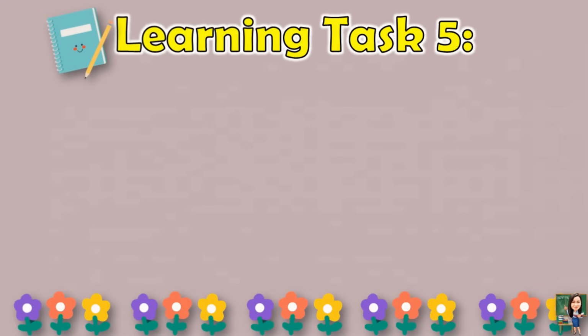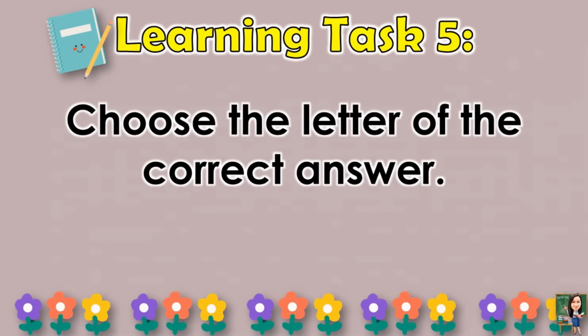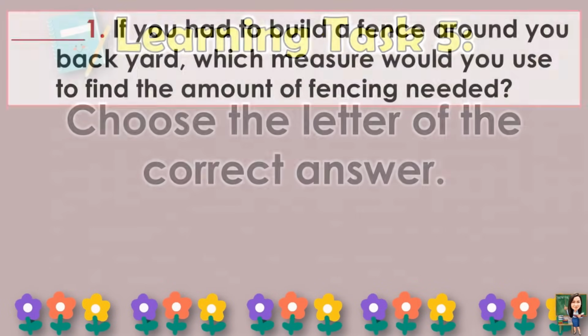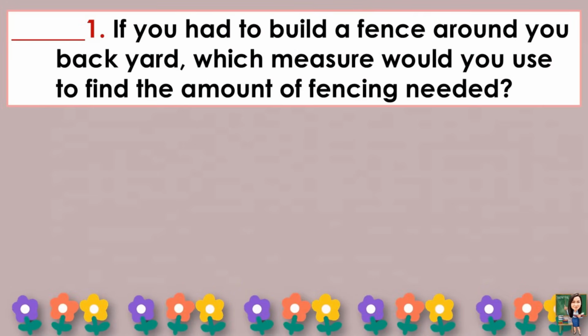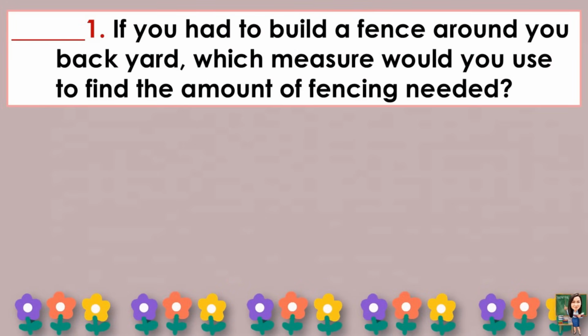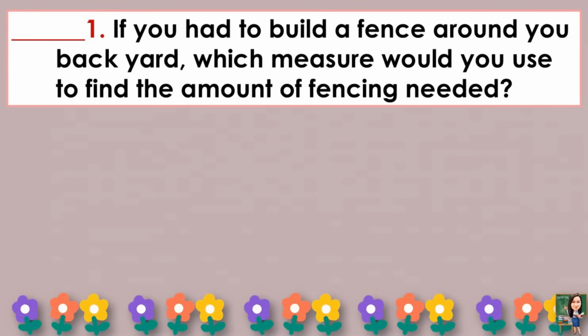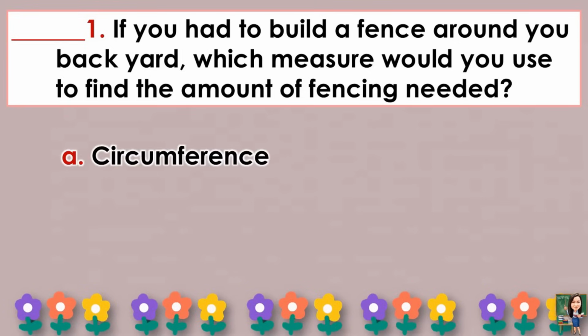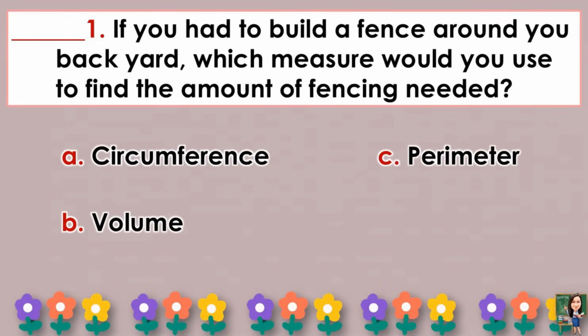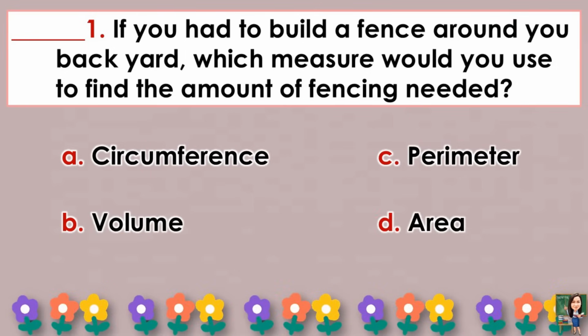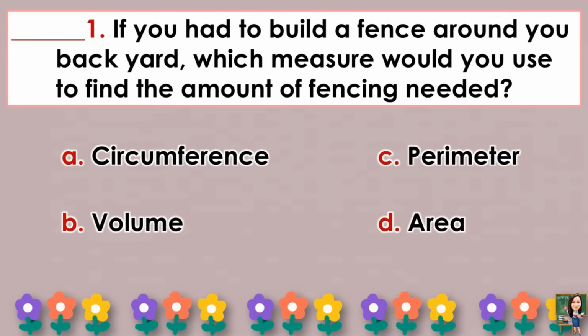And now for learning task 5, choose the letter of the correct answer. Number 1, if you had to build a fence around your backyard, which measure would you use to find the amount of fencing needed? A. Circumference, B. Volume, C. Perimeter, or D. Area. What is the correct answer? Very good. The answer is letter C.